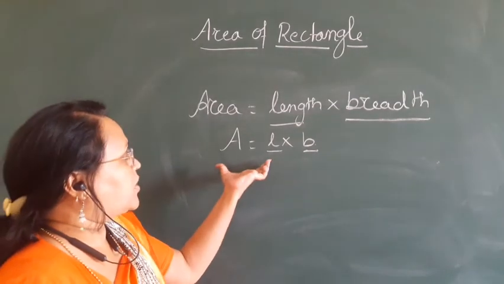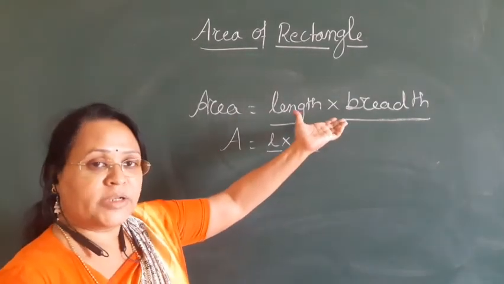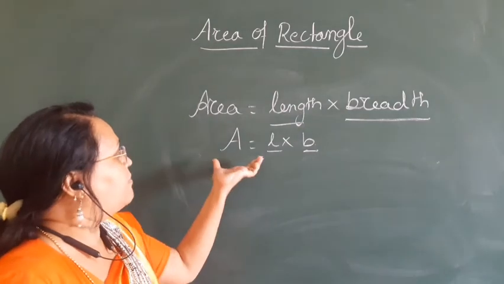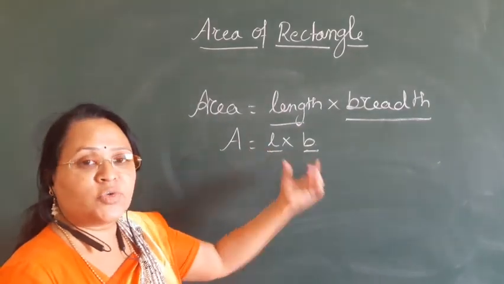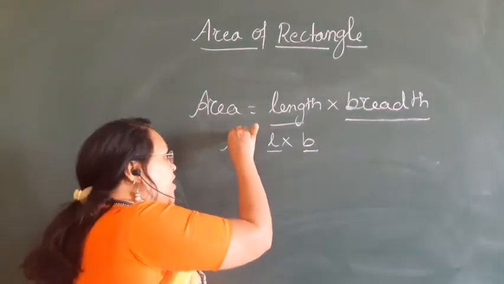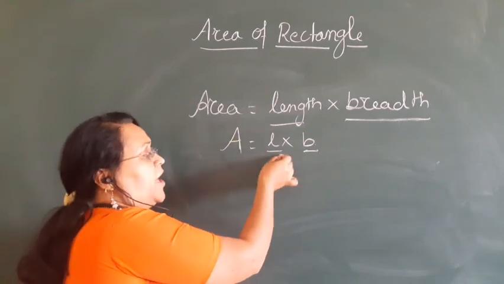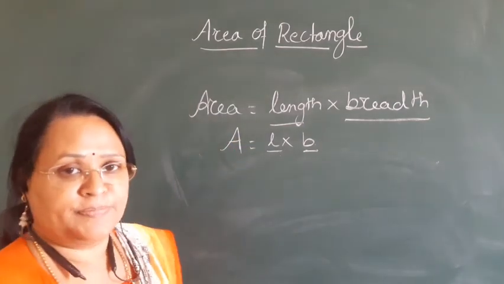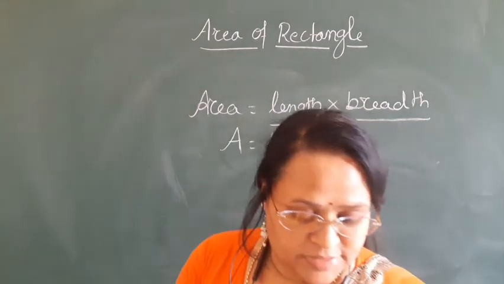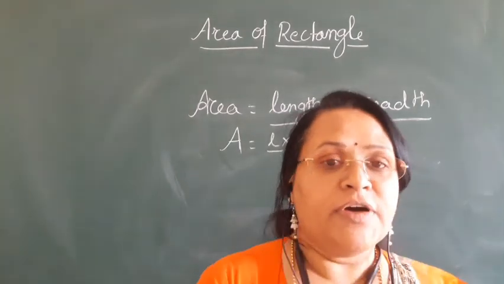This is the shortcut method. The long method is that we can write the whole spelling. But we can write area equals length into breadth. For finding the area, A is capital, L is capital and B will be small. Got it? Then we will see the area of square.